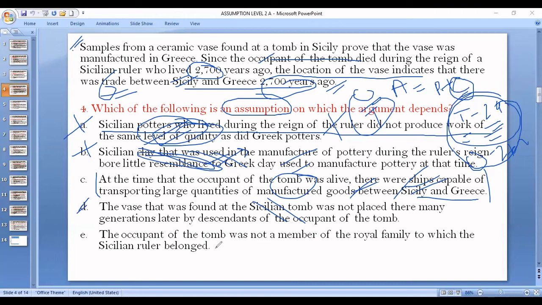Option E: The occupant of the tomb was not a member of the royal family to which the Sicilian ruler belonged. All right. Whether they are members or not, actually it is about the trade. So what area, what location, and what family the occupant belongs to does not matter. What matters is that the occupant lived, the occupant died, and the business existed. These are the keywords that we have to look at. So option E is out of scope, and hence D is the best option.